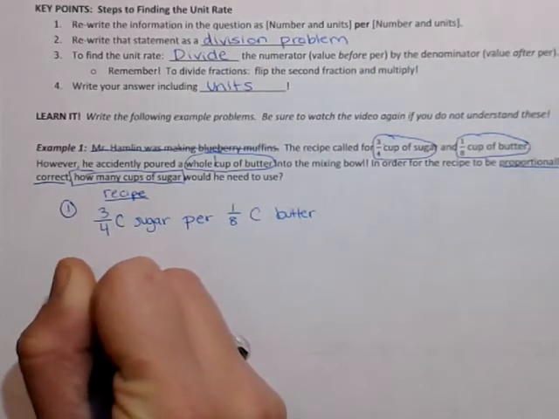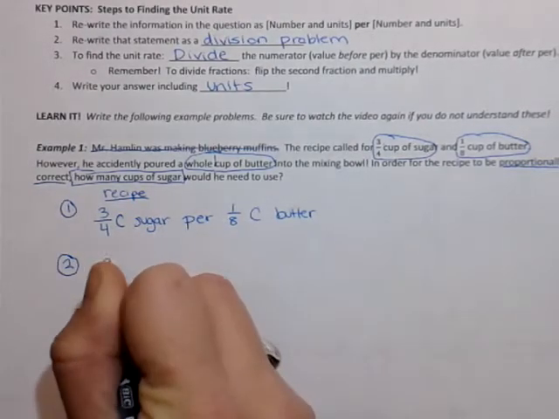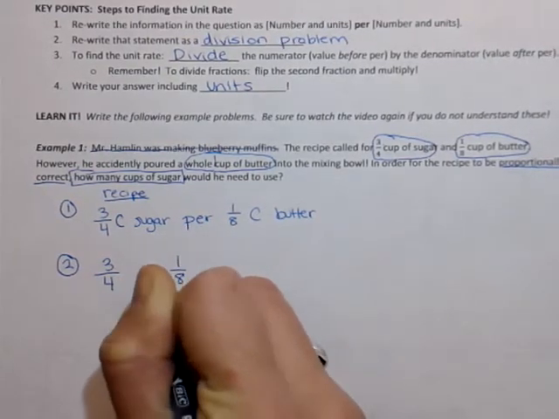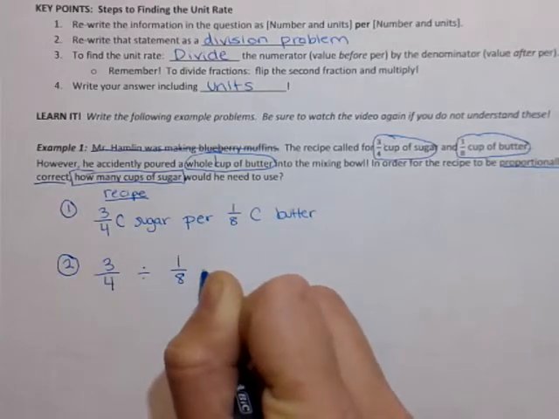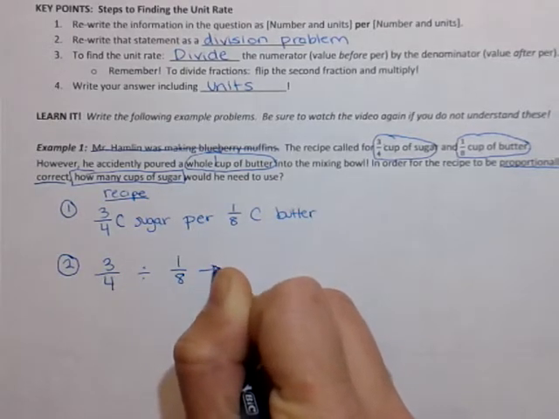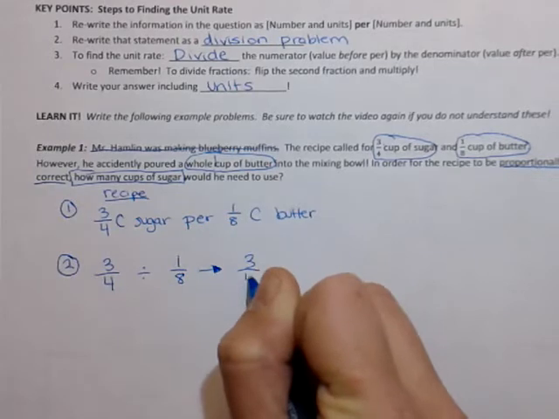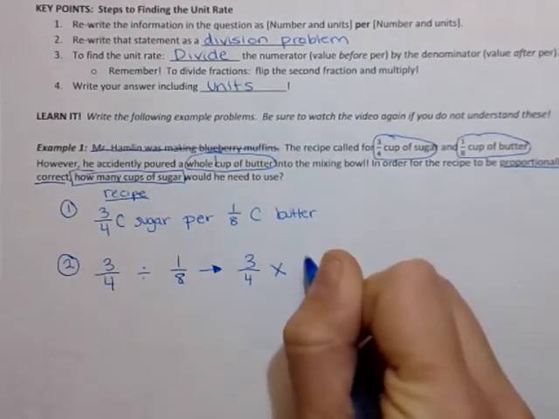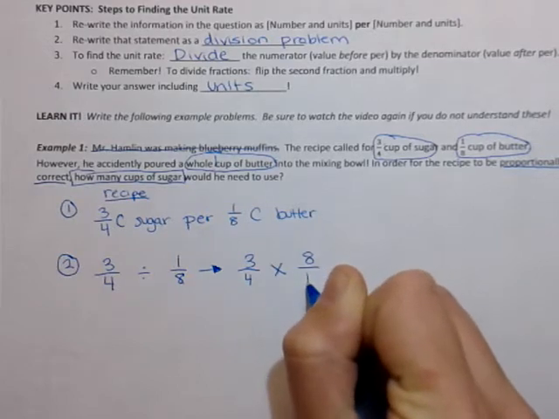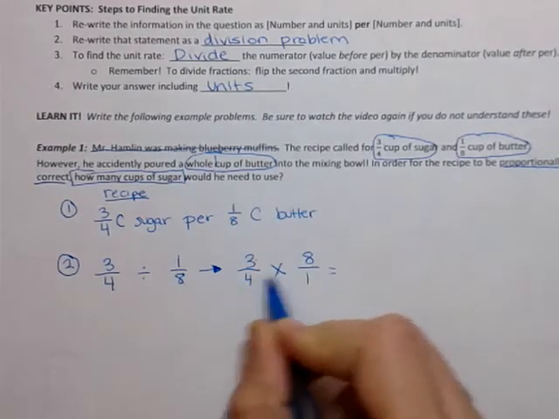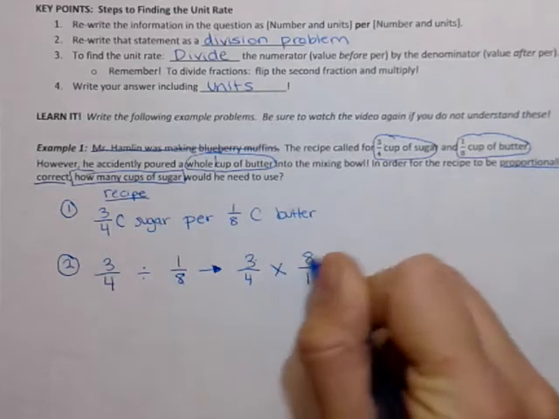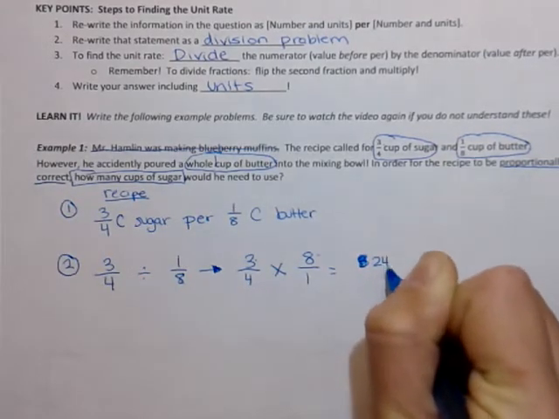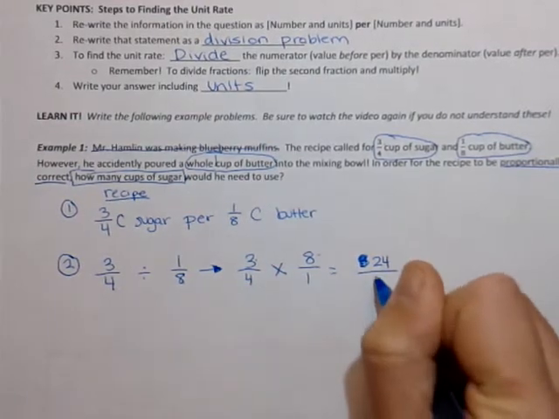So step 2, I'm going to write this as a division problem. So I'm going to write 3/4 divided by 1/8, so I can find my unit rate. Now I know when I divide fractions, I flip the second fraction and multiply, so I'm going to change this to 3/4 times, I find the multiplicative reciprocal. So this is 8 over 1. So now I have 3/4 times 8 over 1, and I have 3 times 8 multiplied straight across is 24, and 4 times 1 is 4.